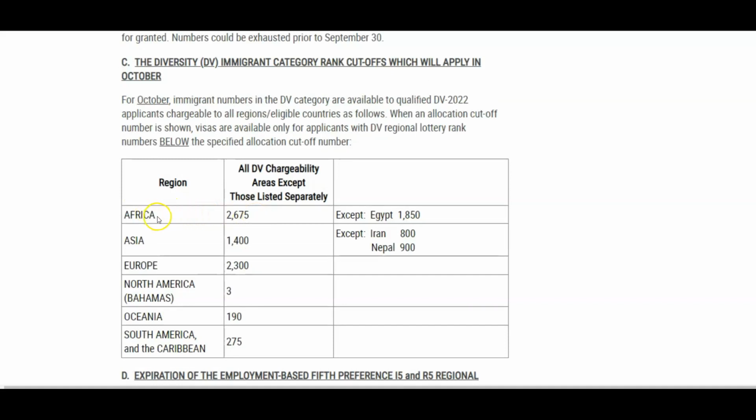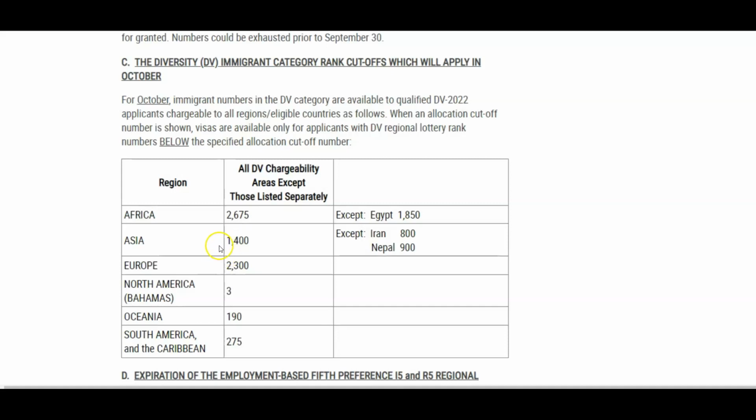So in the case of Africa, the cutoff that was established for the month of October was 2,675. And this means that only cases that have case numbers below 2,675 are the ones that are eligible to be scheduled for interview in the month of October.